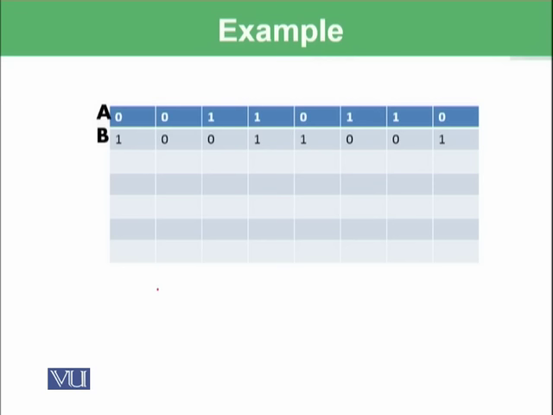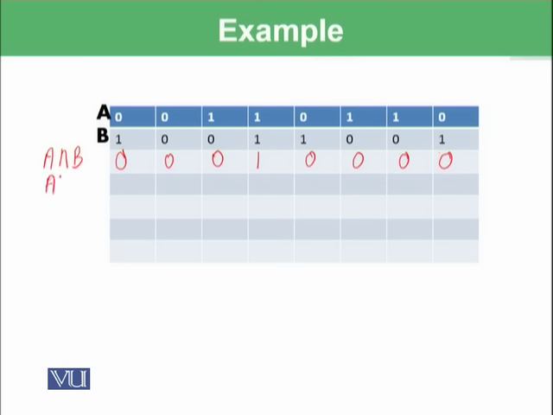So let's try to solve an example. For example, if I have listed A as 00110110 and B as 10011001. If I want to find A AND B, we will put 1 on all of those columns where both inputs are 1. So only here the input is 1, so we have put 1 here, and all other outputs would remain 0, because in AND we have learned that both inputs should be 1.